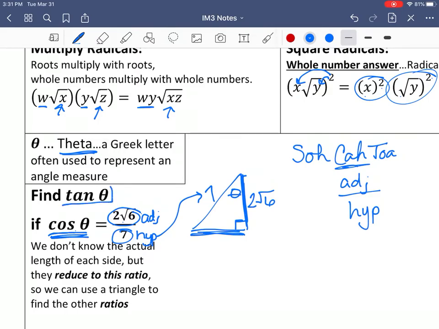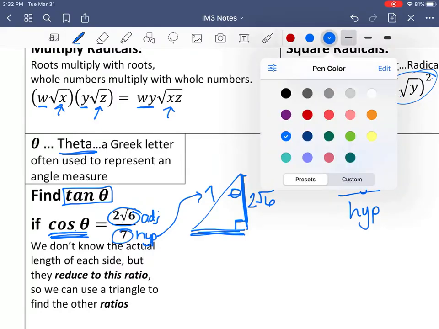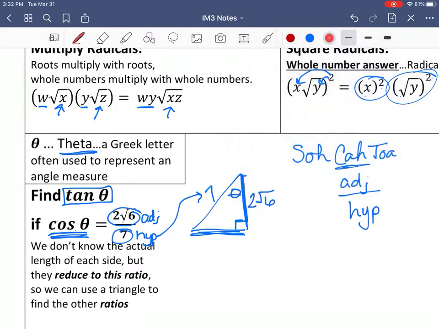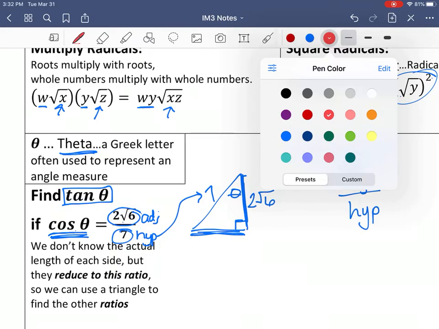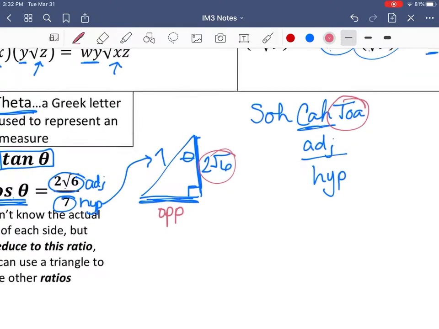They're asking me to find tangent. So I'm going to switch colors here. Okay, so this is the work that I'm actually going to do for the problem. So to find tangent, tangent is opposite over adjacent. So I need opposite, which would be this one, over adjacent. Well, I know adjacent.